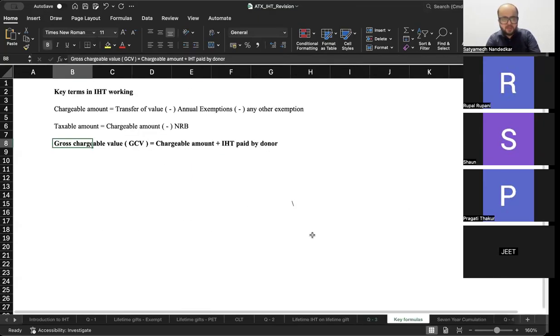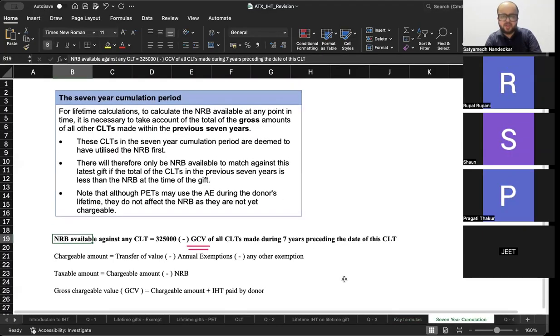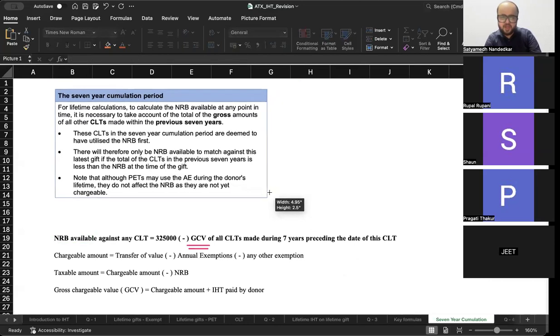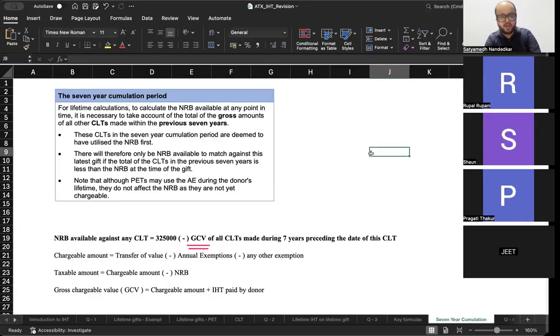A couple of points that you need to keep in mind. Chargeable amount is transfer of value minus annual exemption minus any other exemption. Taxable amount is chargeable amount minus NRB. Gross chargeable value is chargeable amount plus the inheritance tax paid by the donor. Now what you need to remember is the 7-year cumulation period. The 7-year number is very important for all your IHT calculations.